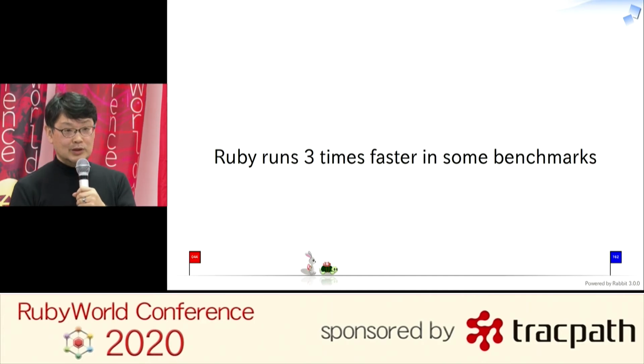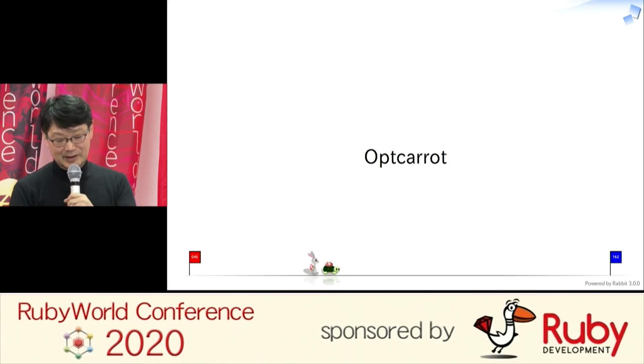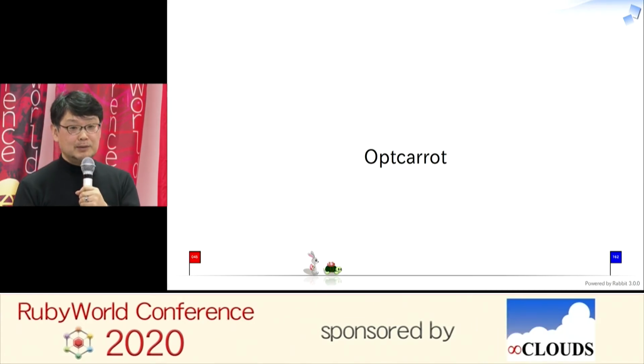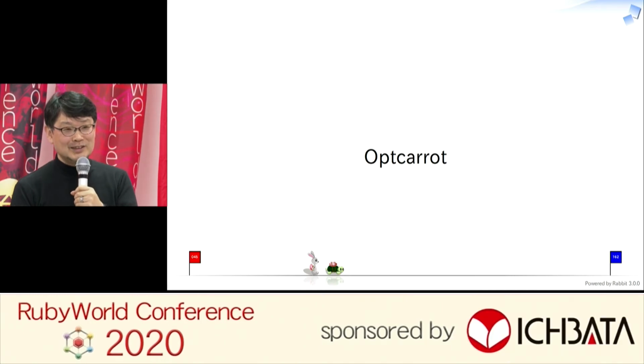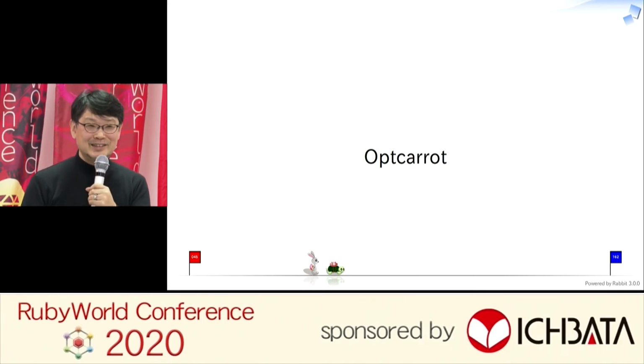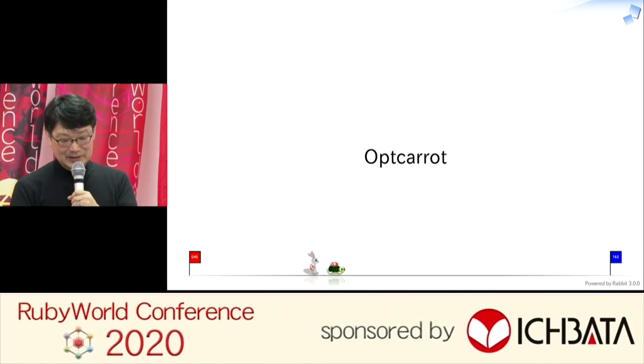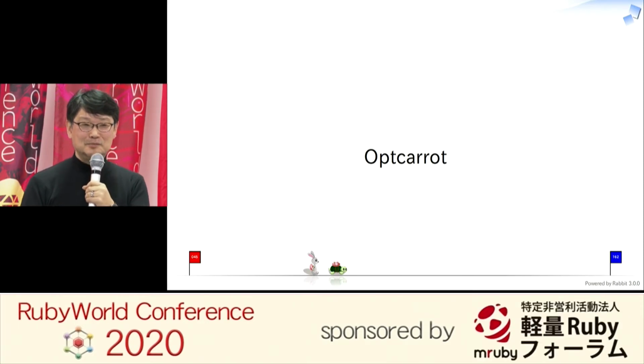So Ruby 3.0 is going to be a new release. According to some benchmarks, it's going to be 3 times faster compared to 2.7. We use the benchmark called Optcarrot, and according to Optcarrot, it's going to be 3 times faster. But Optcarrot is a Famicom emulator. It's like seeing how quickly you can navigate the screen. But if you navigate the screen so quickly, you can't really enjoy the game itself, so it may not be so practical.